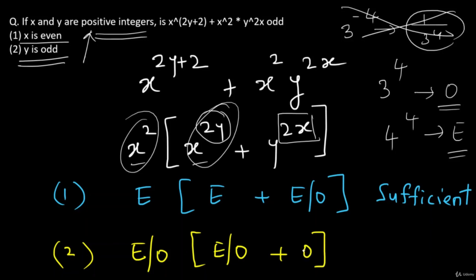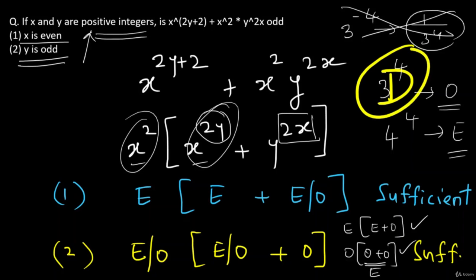Alright, is this sufficient? If x is even, this statement becomes even into even plus odd. This is even, so this is sufficient. If x is odd, this becomes odd into odd plus odd, right? And odd plus odd is always even, right? Therefore this statement alone is also sufficient, right? So therefore statement 2 alone is also sufficient, and hence the correct answer is option D, that is statement 1 alone is sufficient and statement 2 alone is sufficient.